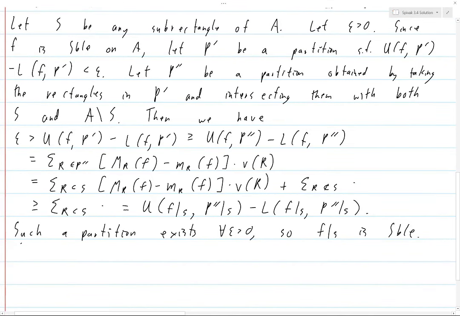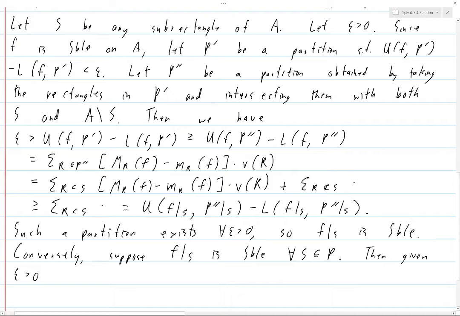So now we need to do the other direction. Conversely, suppose, now here we're supposing that F restricted to S is integrable not for every single subrectangle S of A, but for every single rectangle S which is contained in the particular partition P that was given to us in the problem statement. And given epsilon greater than 0, if we write, so we've got a partition.